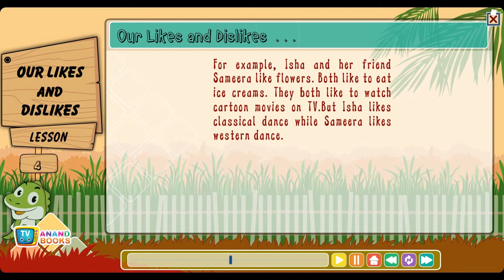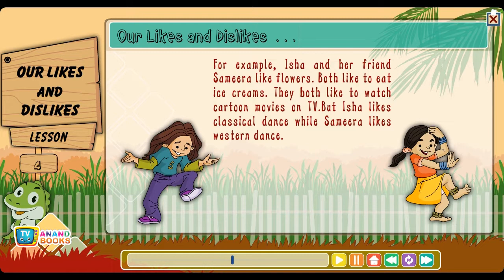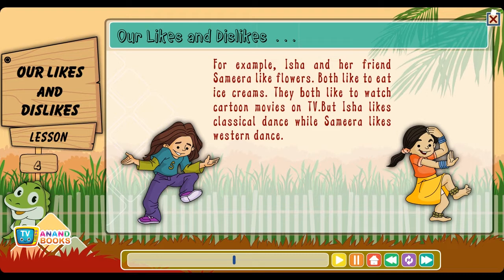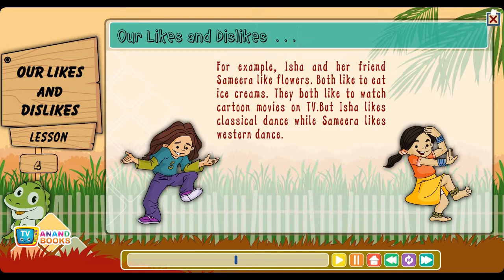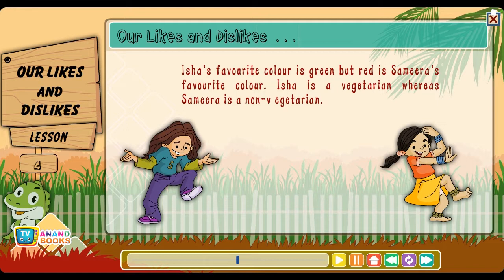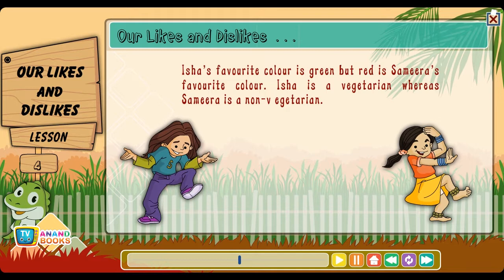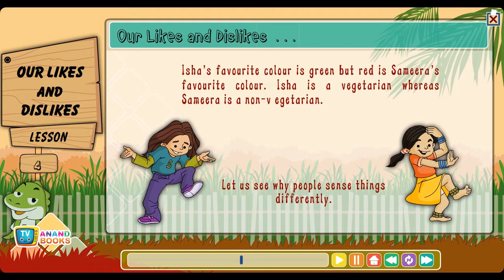For example, Isha and her friend Samira like flowers. Both like to eat ice creams. They both like to watch cartoon movies on TV. But Isha likes classical dance, while Samira likes Western dance. Isha's favorite color is green, but red is Samira's favorite color. Isha is a vegetarian, whereas Samira is a non-vegetarian. Let us see why people sense things differently.